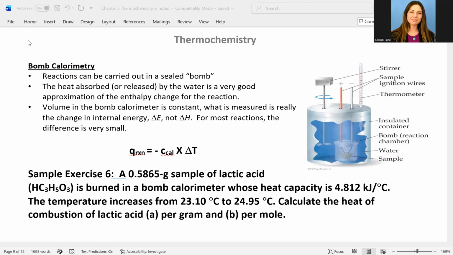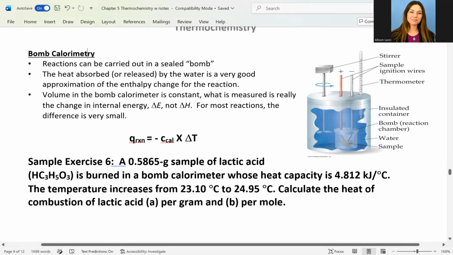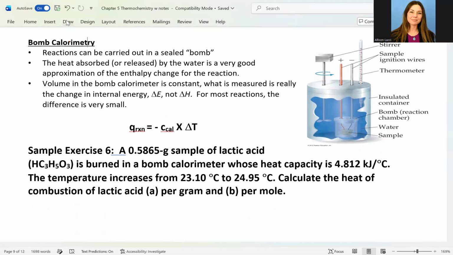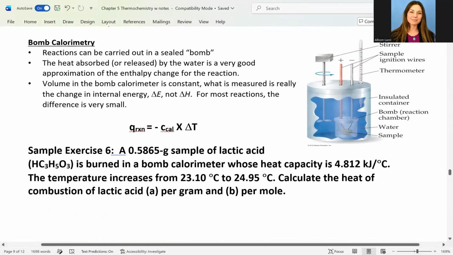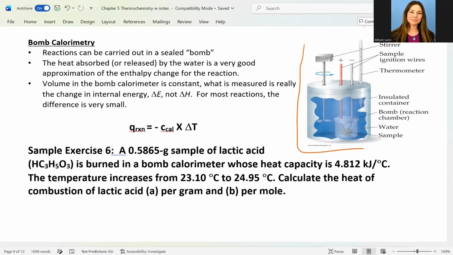In this video, we're going to introduce the topic of bomb calorimetry. Bomb calorimetry is a little bit different than the type of calorimetry we've seen in previous videos where we had our coffee cup or simple calorimeters. Now, this setup over here, which is shown, is a bomb calorimeter.